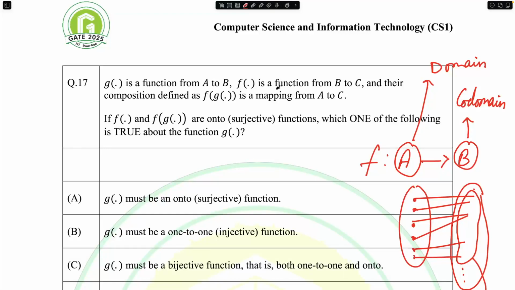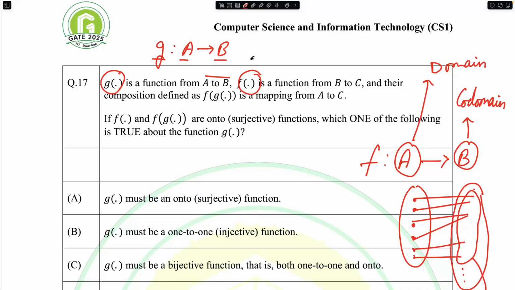Okay, so let's solve this question. The question states that g is a function from A to B. How is that written in function terms? Like this. This is a notation that g has domain A and codomain B. I will define all those things and revise those topics.